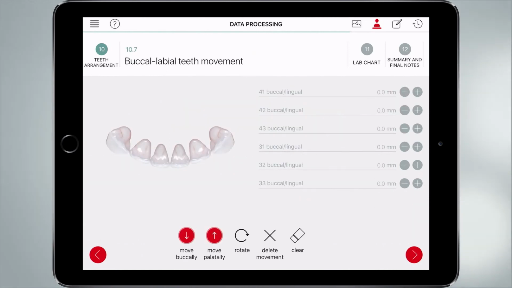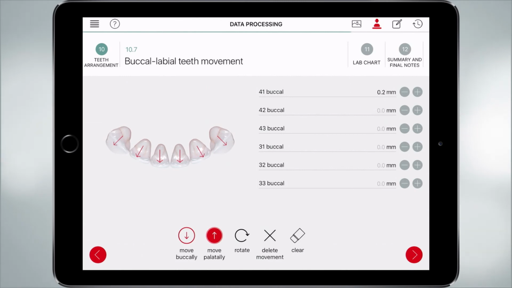In this case we would like to do some movement backward. So we push the arrow on the bottom like that, it becomes white, and then you can say I want to push all these lower anterior teeth to the back side. How much?